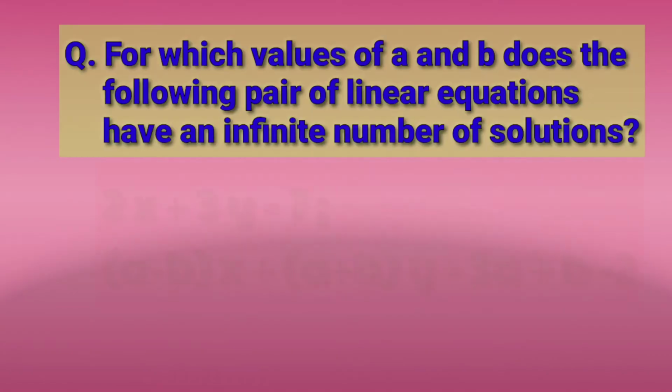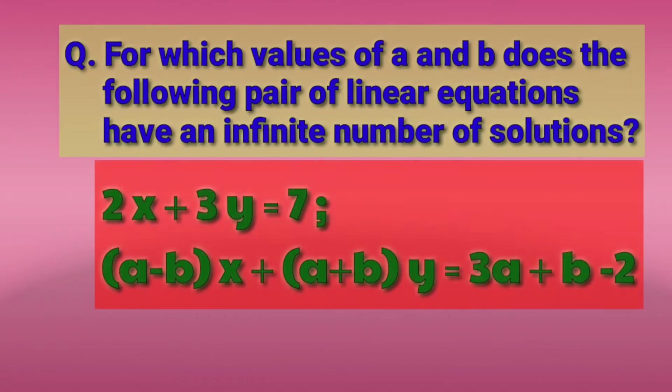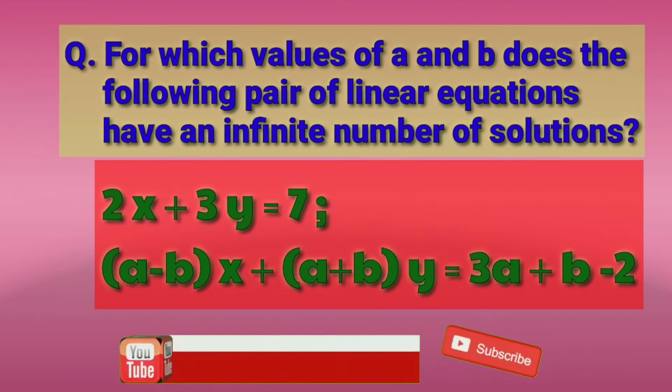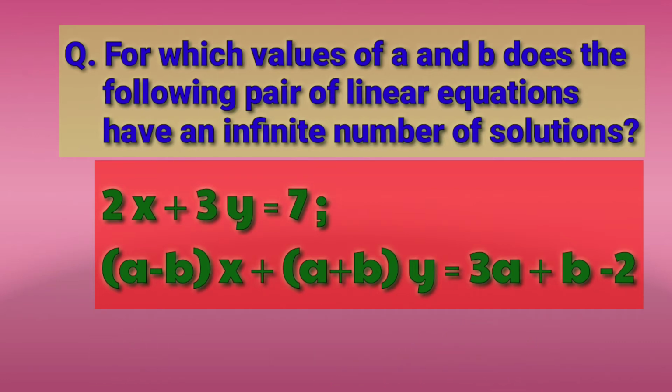Here our question is, for which values of a and b does the following pair of linear equations have infinite number of solutions? 2x plus 3y equal to 7, a minus b into x plus a plus b into y equal to 3a plus b minus 2.